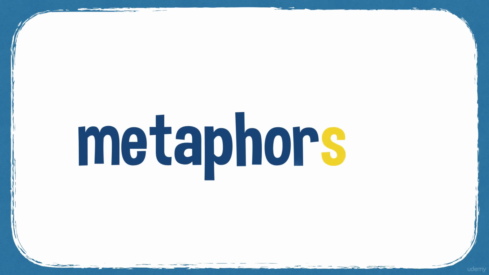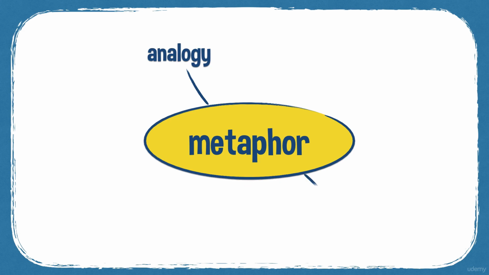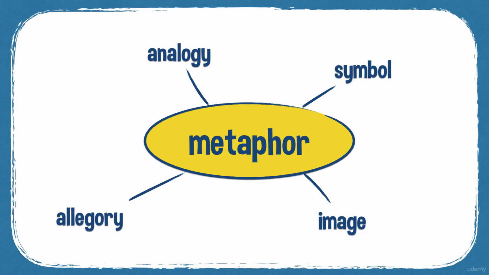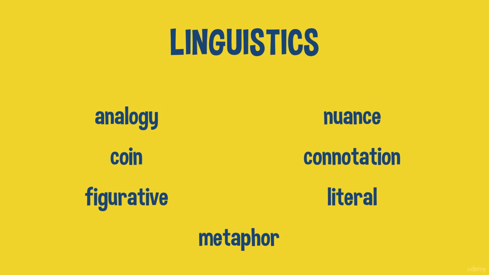So a metaphor, it's a noun, so you can have metaphors, and an adjective, metaphorical. So metaphor, metaphorical. Some synonyms: analogy, image, symbol, allegory. And so there are your 7 words for linguistics: analogy, nuance, coin, connotation, figurative, literal, and metaphor.